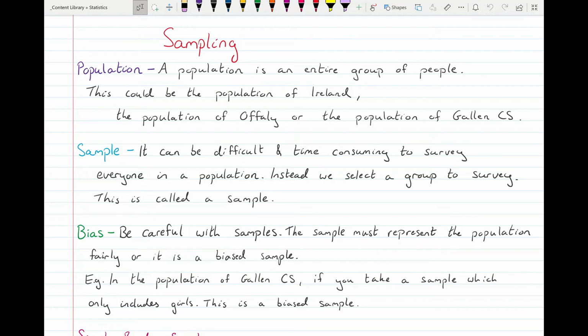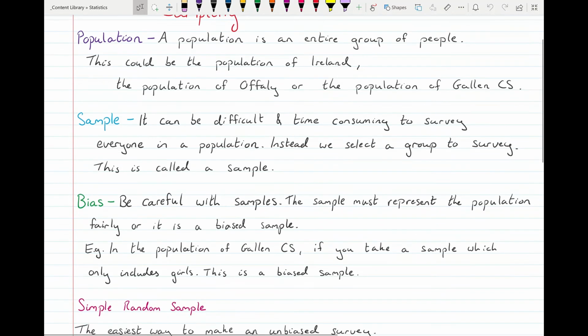Similarly, if you only surveyed first years, that'll be a biased sample for the whole school because you don't know what the 6th years are thinking or the TYs. So you need to have a fair sample where everybody gets the same opportunity to answer the survey.